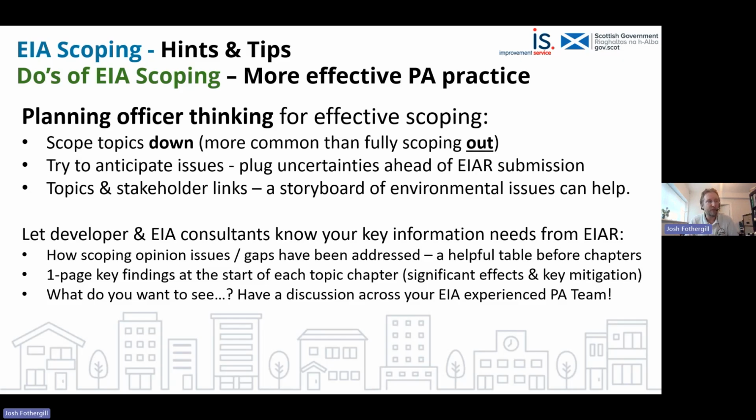You could ask for a one-page key findings summary at the start of each of those topic chapters that sets out: this chapter concludes no significant effects, or this chapter concludes these three significant effects, and here's the key mitigation. That way you can look at each of those pages and understand how much time you need to spend on them when that later document comes in. And equally, think about what you want to see in those EIA reports. Conversations across planning officers with EIA experience about what is good and what is helpful, and having some standard expectations, can be very useful.